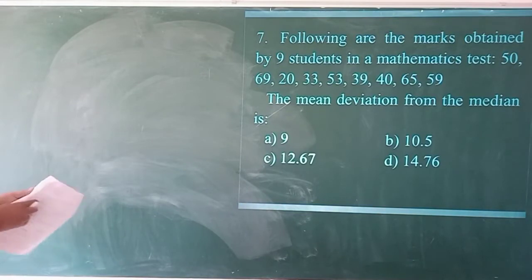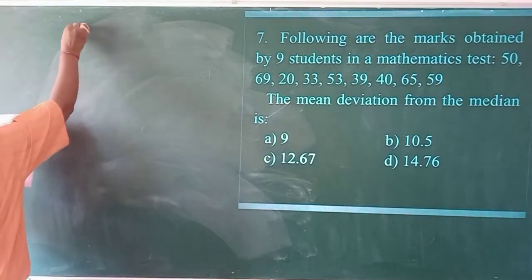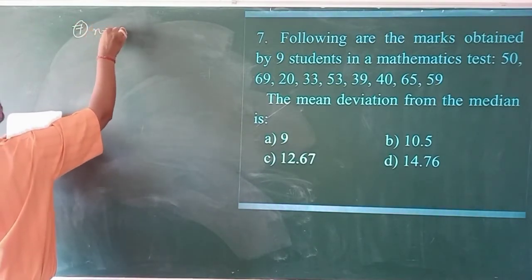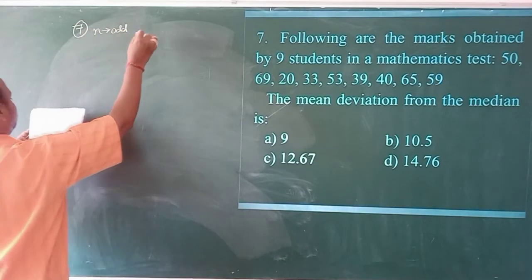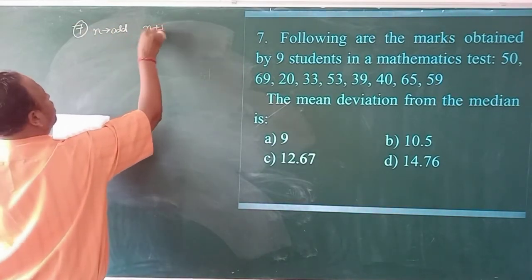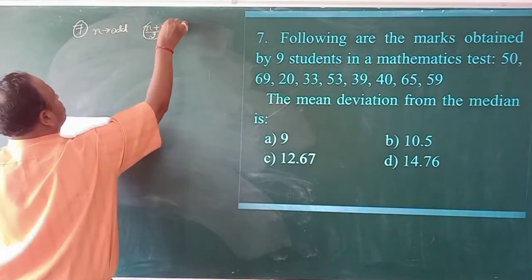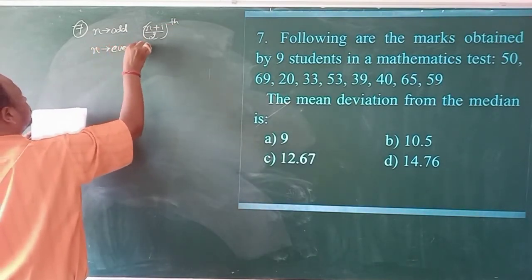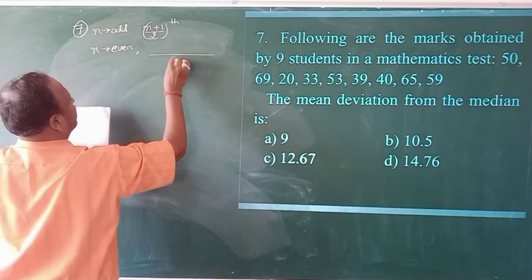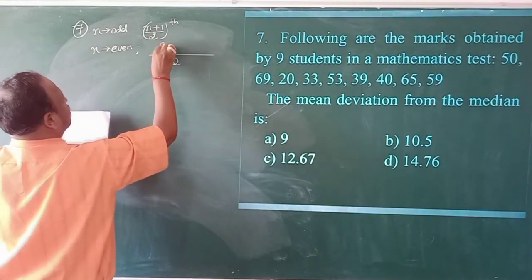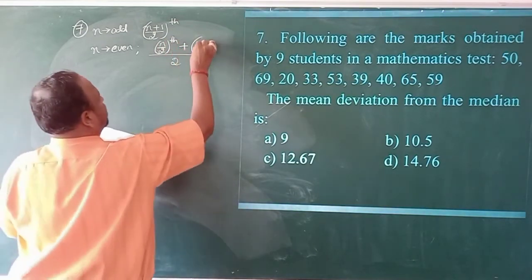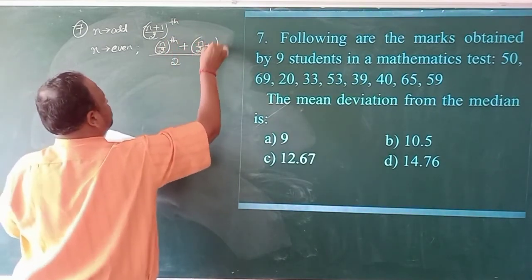So before going to this, the mean deviation about the median formula I will give. If n is odd, then the (n plus 1) by 2th observation. If n is even, then it is the mean of the n by 2th observation and the (n by 2 plus 1)th observation.